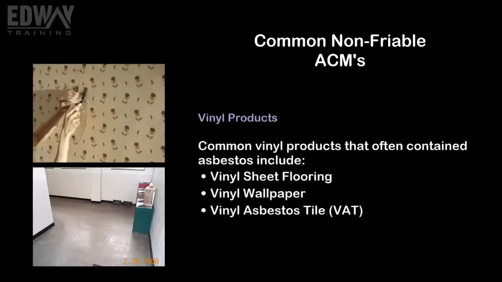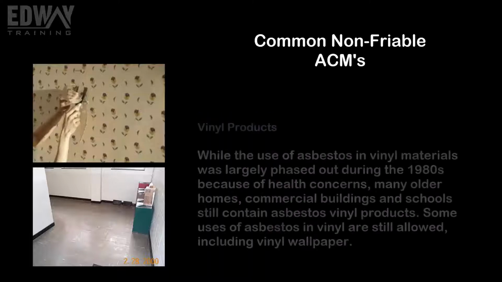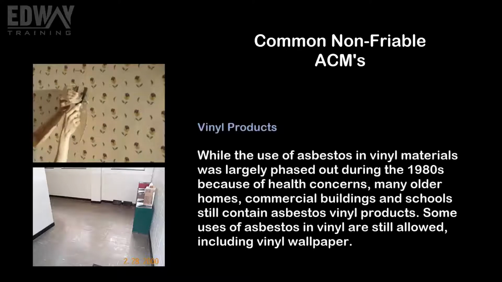Common vinyl products that often contain asbestos include vinyl sheet flooring, vinyl wallpaper, and vinyl asbestos tile, VAT. While the use of asbestos in vinyl materials was largely phased out in the 1980s because of health concerns, many older homes, commercial buildings, and schools still contain asbestos vinyl products. Some uses of asbestos in vinyl are still allowed, including vinyl wallpaper.